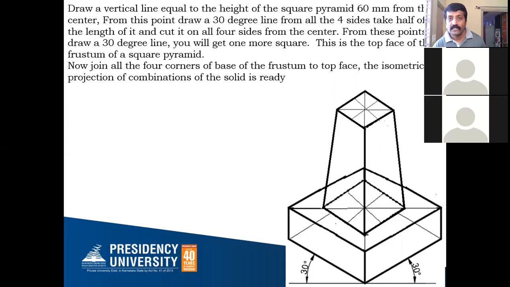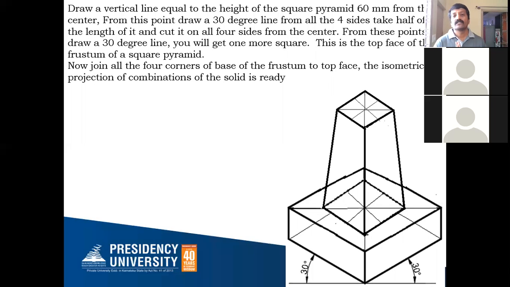So you're going to get these four corners, correct? Now as usual, all the corresponding corners of your base square to the top square, you have to join. So how to do it? From this top face corner to the bottom corner, you join it. From this corner to this corner, you join it. From this corner to this corner, and similarly from this corner to this corner. If you do this, this completes the combination in this particular case, wherein above a square block the frustum of the square pyramid is placed.